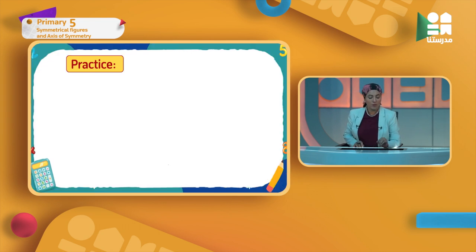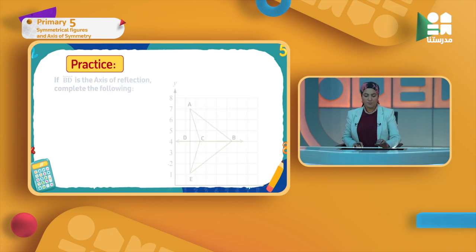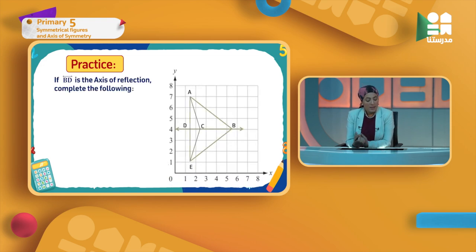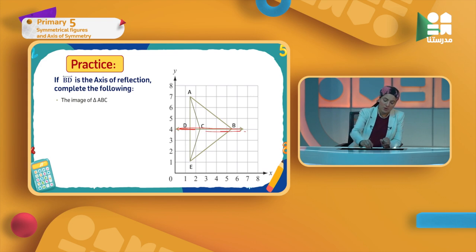Now let's move to another question. In front of us we have this triangle, or many triangles inside each other. I have the grid, y-axis and x-axis. If BD is my axis of reflection, this straight line is my axis of reflection. Complete the following. The image of triangle ABC is what?